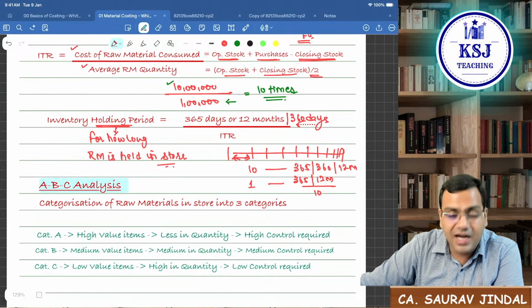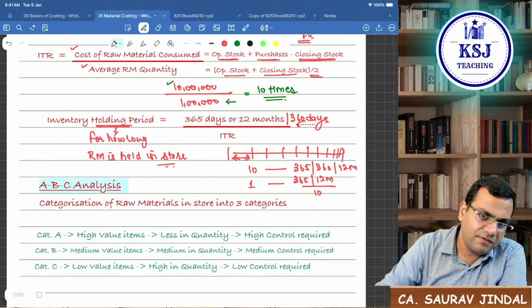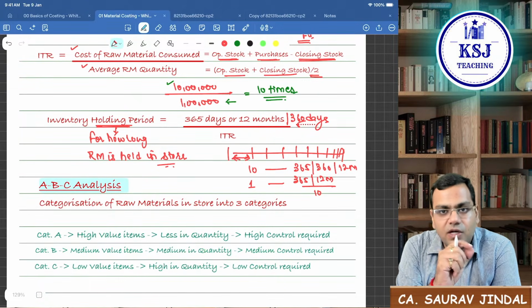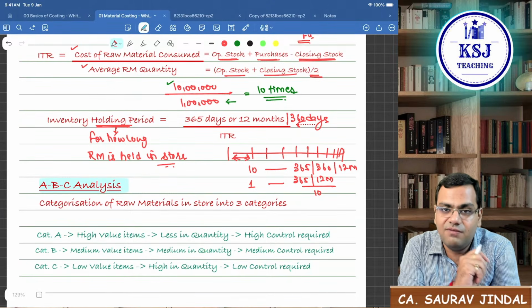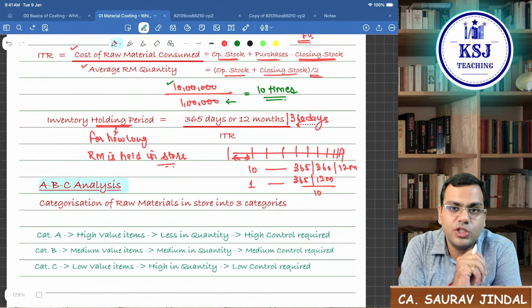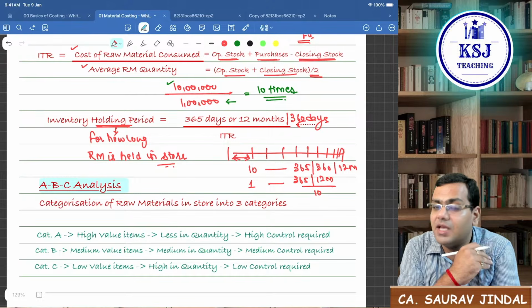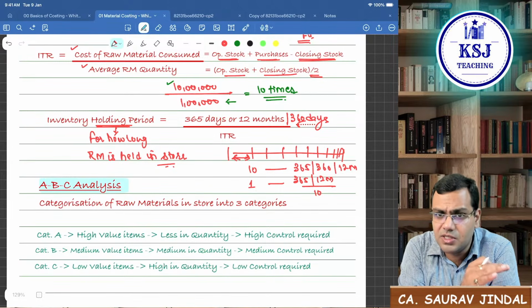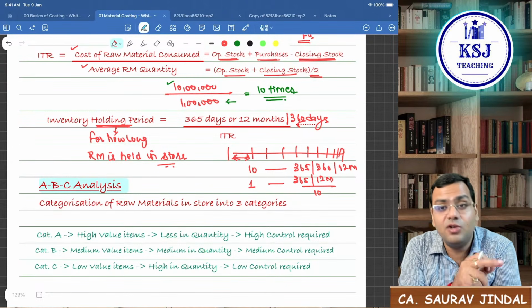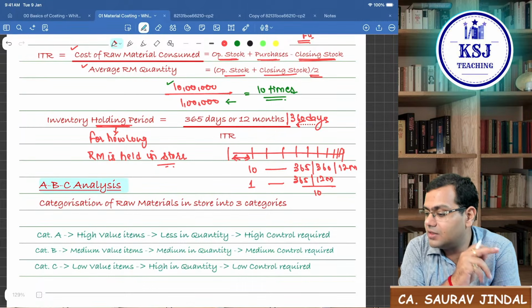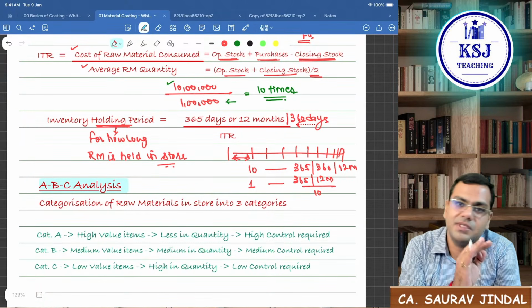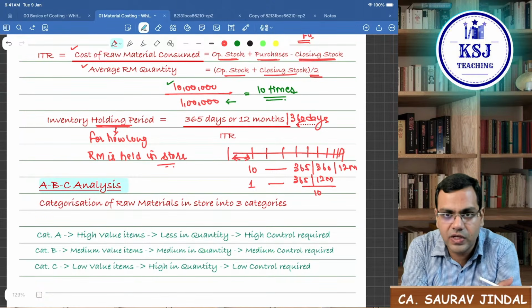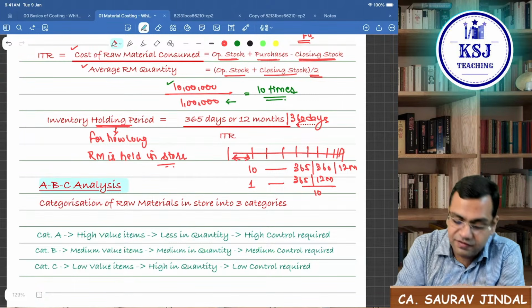Now, with regard to the number of days, whether we should take 365 or 360 days, very simple logic. If the question specifically mentions that you have to take 360 days or 365 days, you will take that number of days. If the question is absolutely silent, then you can take any number of days. 99% of the times they will mention whether you have to take 360 days or 365 days. Clear? So this is your concept of ITR.